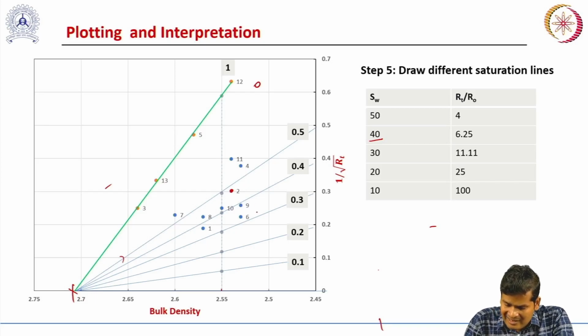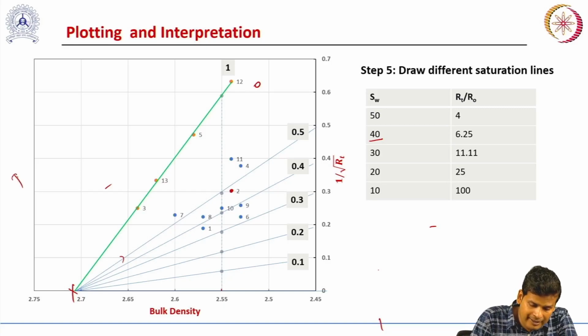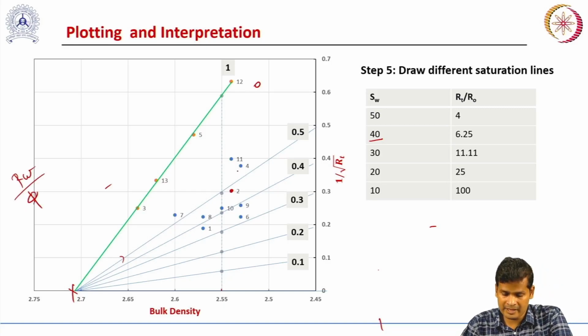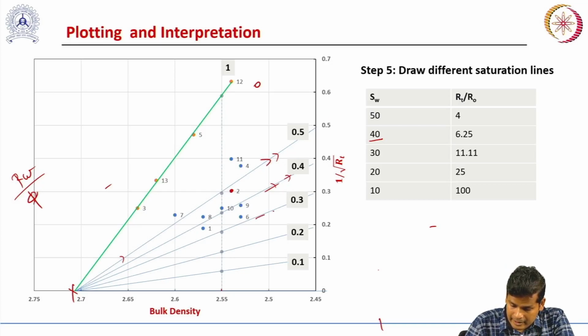That means its saturation must be somewhere between 0.4 and 0.5. And let's say 0.6, it is below the 0.4 and above the 0.3. That means water saturation will be somewhere 0.3 to 0.4. So even if I have not calculated the value of RW or phi, I would have easily plotted all these water saturation lines and I could have calculated the formation water saturation.